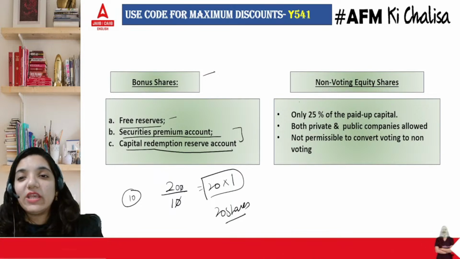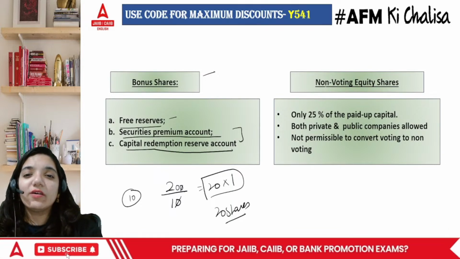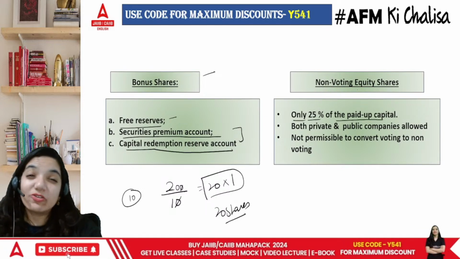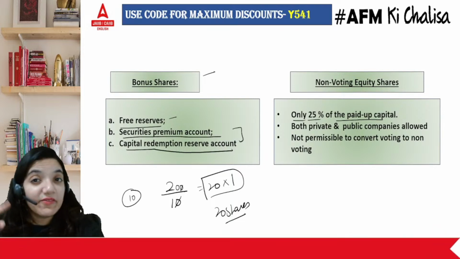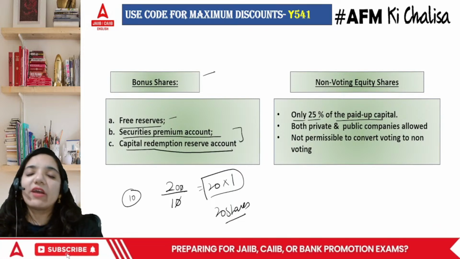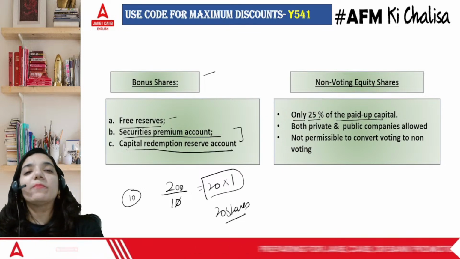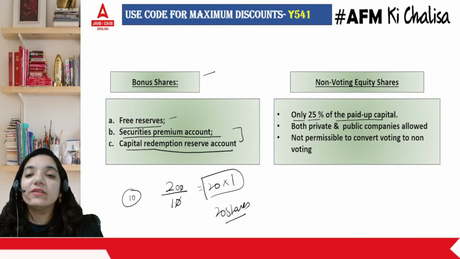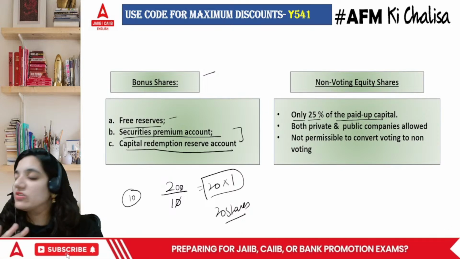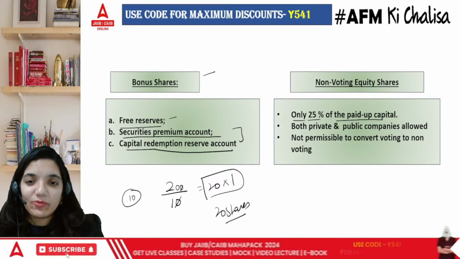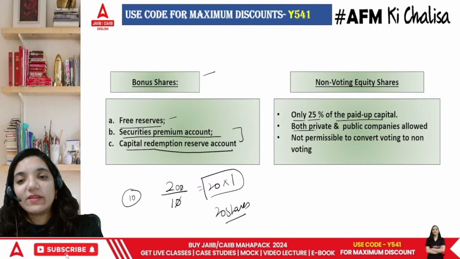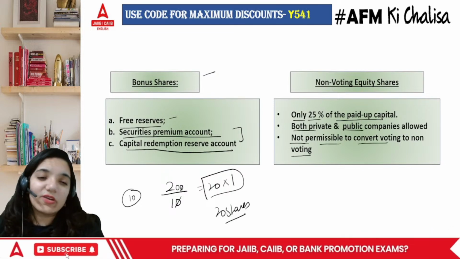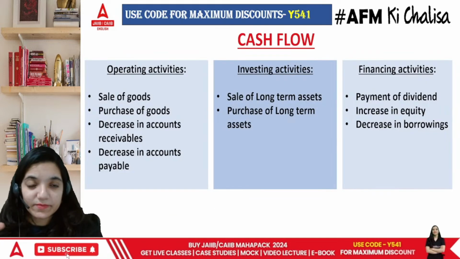Everyone, non-voting equity shares can also be there. Only 25% of the paid up can be like this. Normally equity shareholders have the voting right. Preference shareholders do not have any voting right unless the company fails to give them a dividend for 2 continuous years. After 2 years, they also have the voting right. Otherwise, nobody has a voting right other than equity shares. Both private and public companies are allowed to do this. It is not permissible to convert voting to non-voting. If you have a voting right, you cannot give away that particular right.